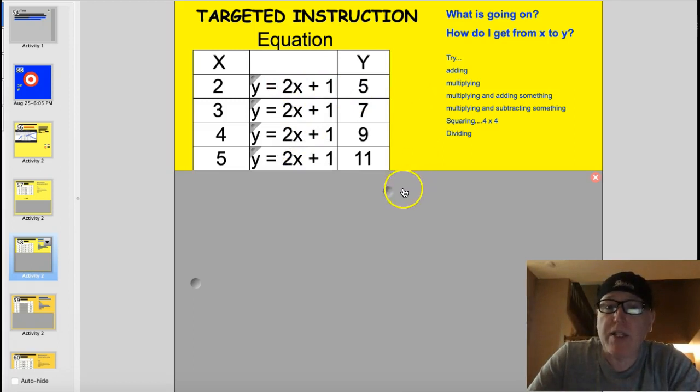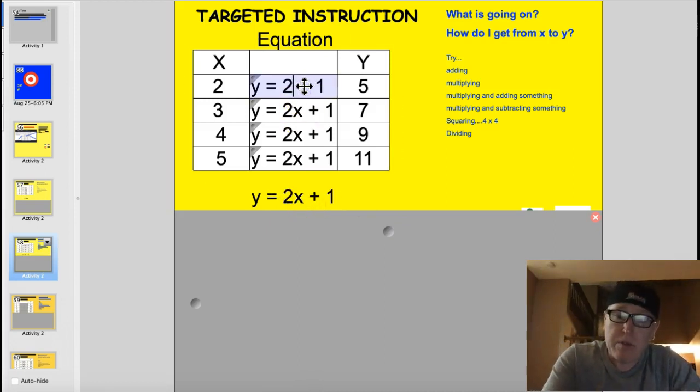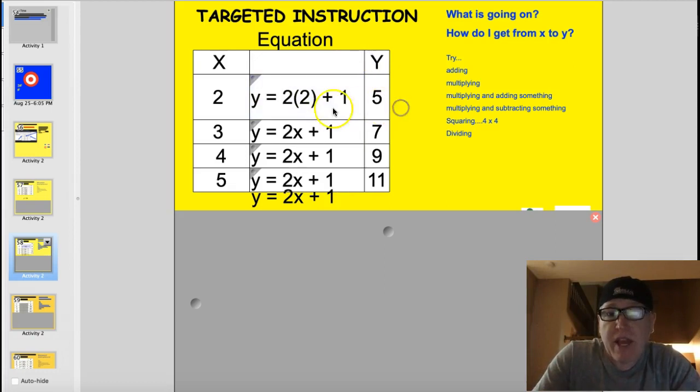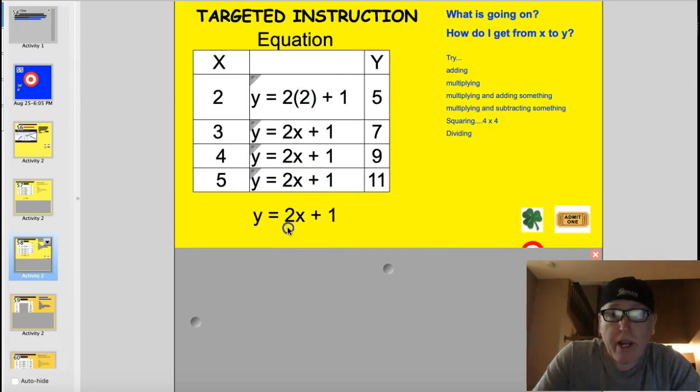Now I have to write that as an equation. Y is equal to 2 times whatever x is plus 1. Now, if it helps you, when you're doing these tables, this is where you can put this in. This is really what we're doing. We're just substituting in that variable in place of the x. And there we get it. Y equals 2x plus 1.